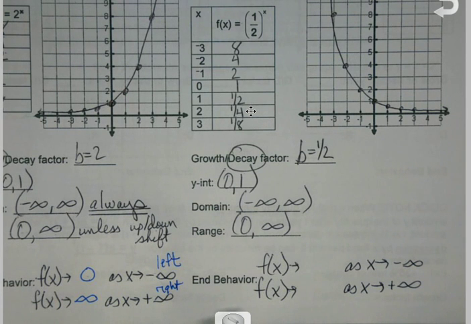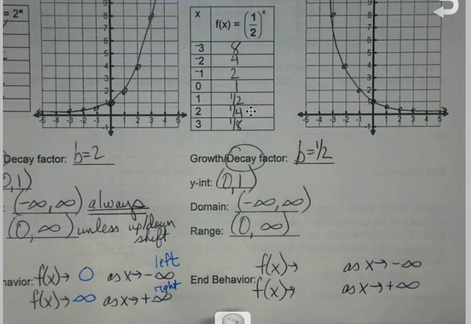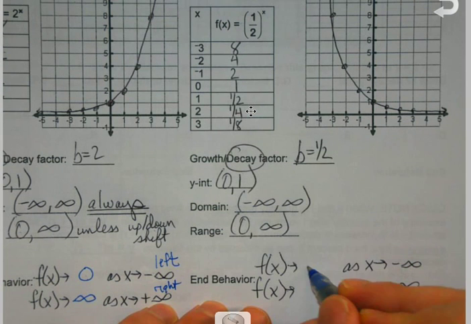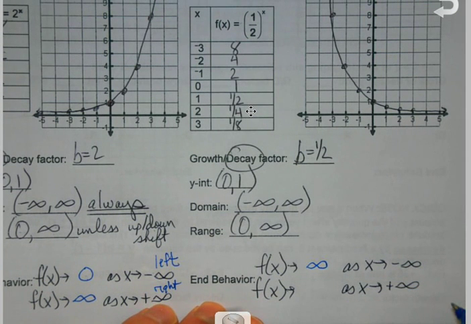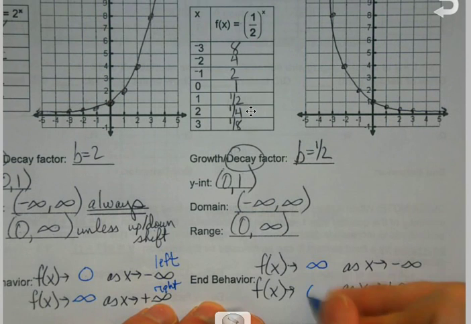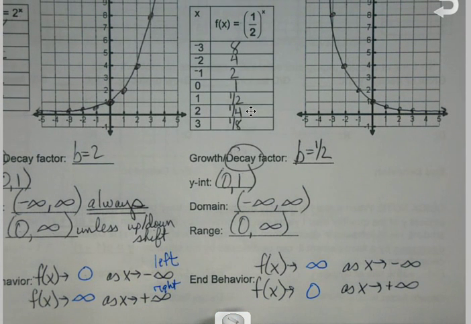When I start to look at this, okay, as x goes to the left, am I approaching 0 or infinity for y? Infinity. So then as I go to the right, I'm approaching 0. They flipped. So yeah, when you're doing growth versus decay, your ranges are going to flip depending on which one it is. Okay?